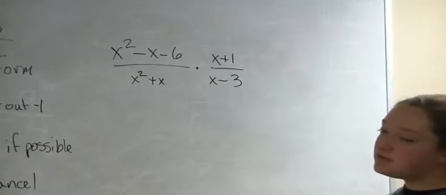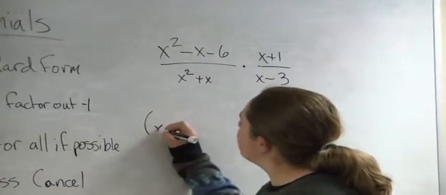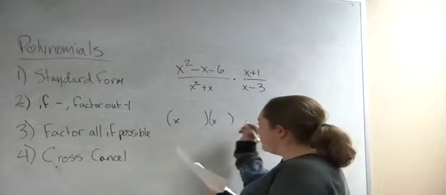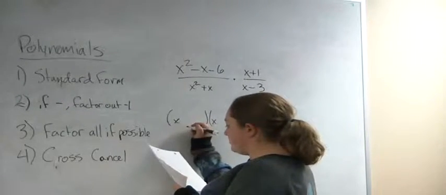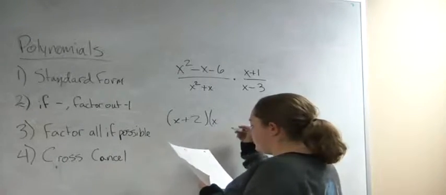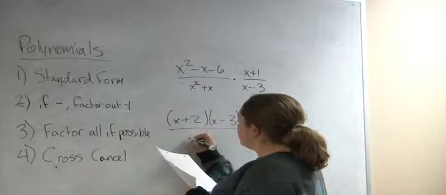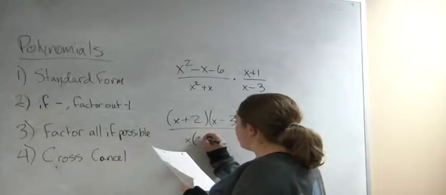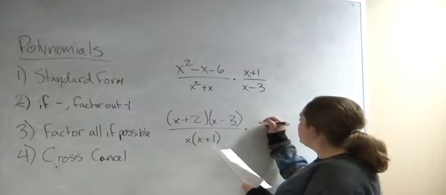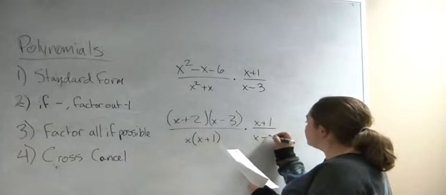Now, I can factor most of these. So I'm going to go ahead and factor. So the first one on the top here is x plus 2, x minus 3 over x plus 1 times x plus 1 over x minus 3.